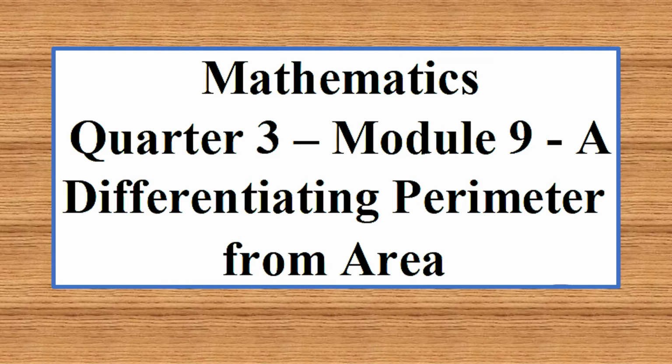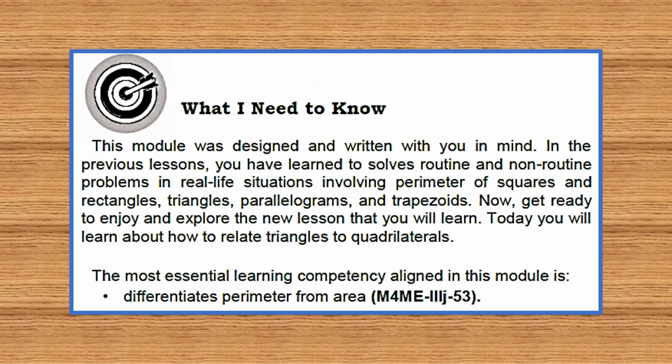Hello, learners! We are now in third quarter, Module 9, and our lesson for today is all about differentiating perimeter from area. This module was designed and written with you in mind. In the previous lessons, you have learned to solve routine and non-routine problems in real-life situations involving perimeter of squares and rectangles, triangles, parallelograms, and trapezoids. Now, get ready to enjoy and explore the new lesson that you will learn. Today, you will learn about how to relate triangles to quadrilaterals. The most essential learning competency aligned in this module is differentiates perimeter from area.